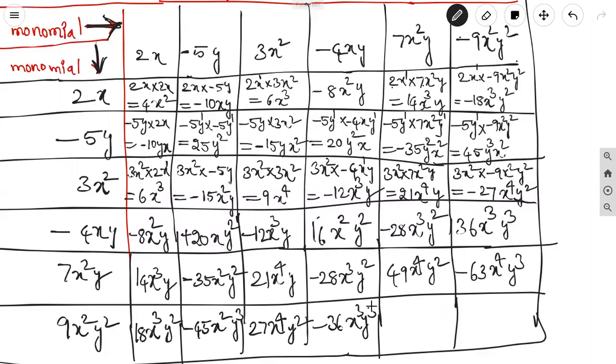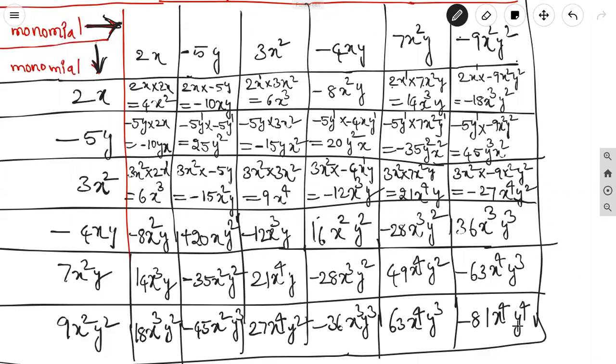2 plus 1, 3. 9 7s are 63, x to the power of 2 plus 2, 4, y power 2 plus 1, 3. 9 into minus 9, 9 9s are 81, plus into minus, minus, x to the power of 2 plus 2, 4, y to the power of 2 plus 2, 4. That is y power 4, x power 4.